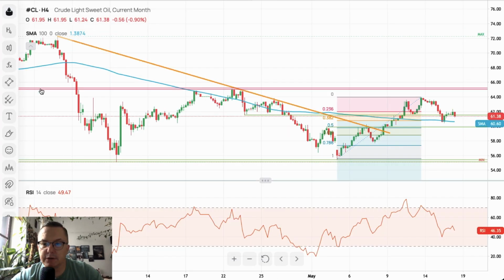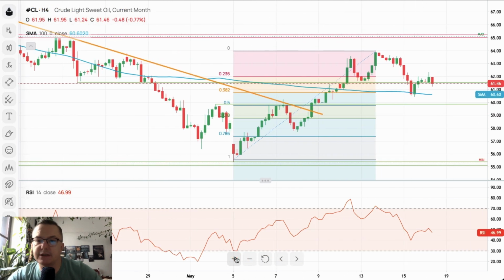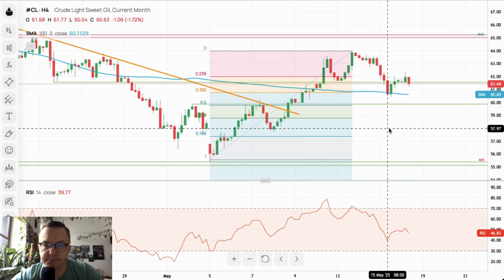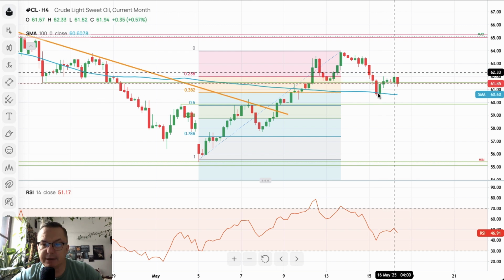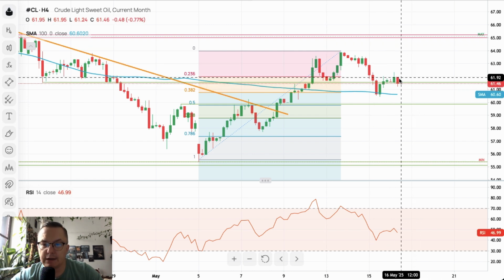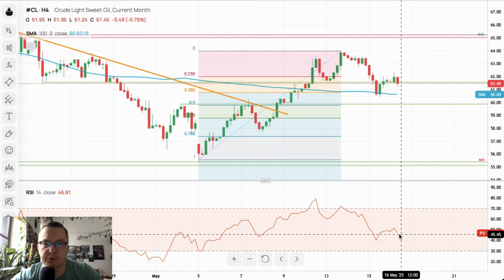How about the crude oil? Before the data release, we got this Fibonacci measurement here. We know that we retrace 38%, then we have a slight bounce. However, the bulls managed only to hit the 62.33 level before another leg to the downside has started. Momentum went to the level of 50, neutral level. Now it's pointing to the downside.